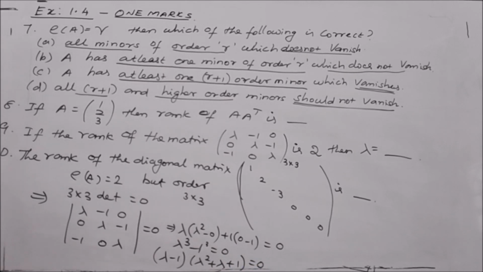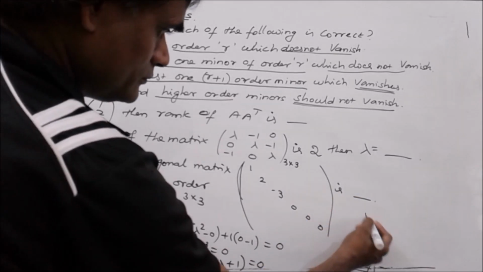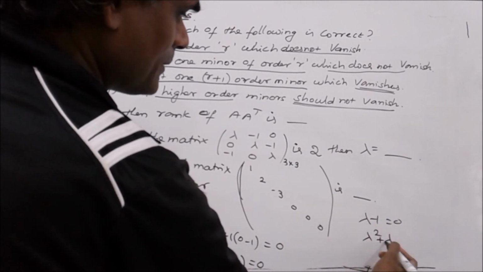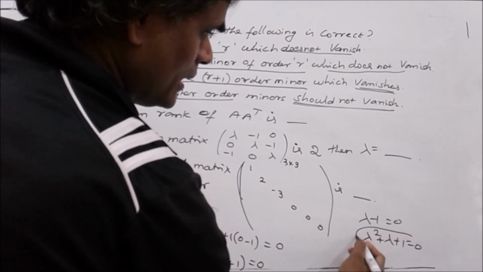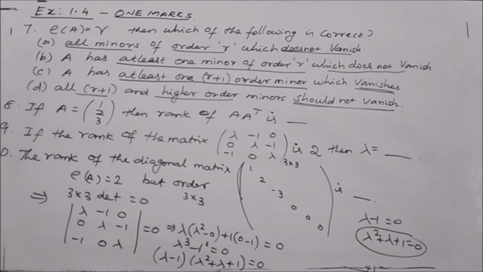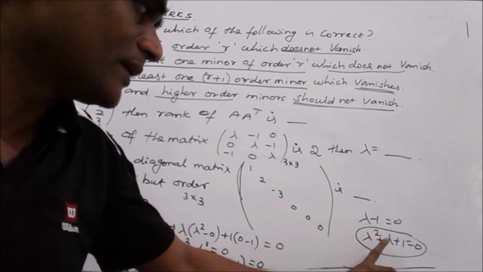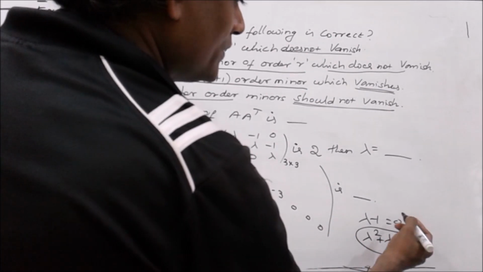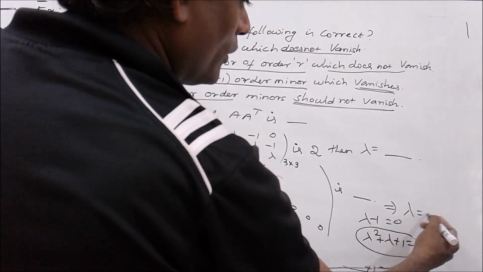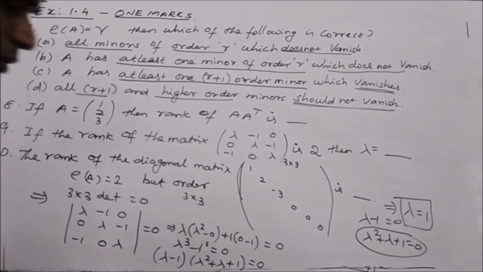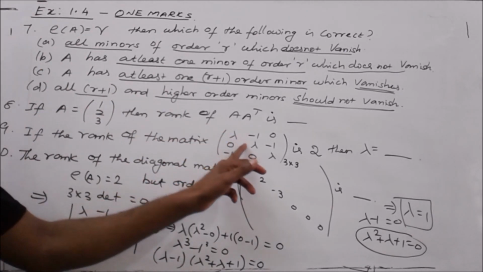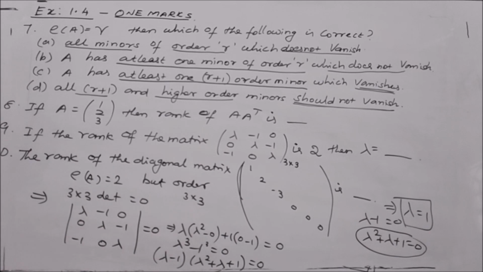In this case, lambda minus 1 equal to 0 or lambda square plus lambda plus 1 equal to 0. Its roots are imaginary, so we couldn't conclude any lambda value from this equation. And here lambda minus 1 equal to 0, which implies lambda equal to 1. Therefore, when lambda equal to 1, its rank will be equal to 2. When the matrix follows rank 2, its lambda value will be equal to 1. Therefore, option 1 is the correct answer.